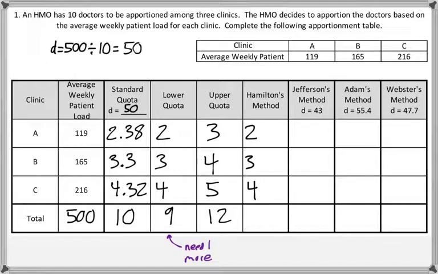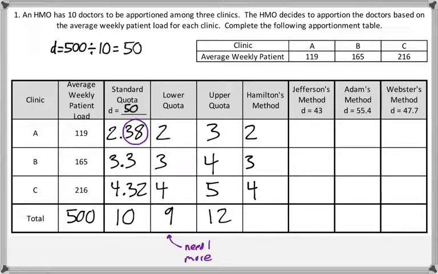Then I want to give surplus items one at a time to the groups with the largest decimal parts in their standard quotas. So we have one surplus item because these add up to be 9 and we have 10 total doctors. So I need to find the clinic with the largest decimal part in their standard quota. So that means I'm looking at the 0.38, the 0.3, and the 0.32. And of those three decimals, which is the largest decimal? And that would be 0.38.